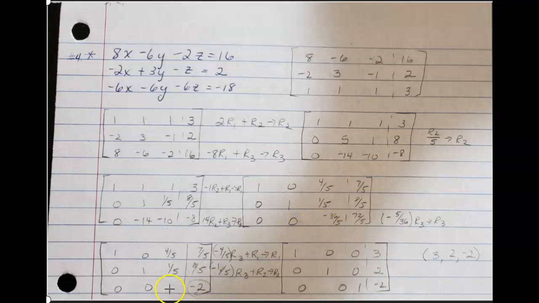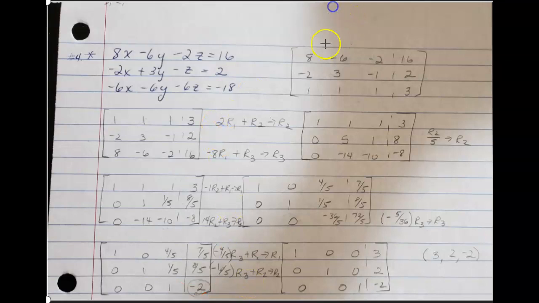So then I'm left with -36/5 times -5/36 is 1, so I'm left with that. And then 72/5 times -5/36 is -2. And you'll notice then when I do that, I end up with z equals -2.